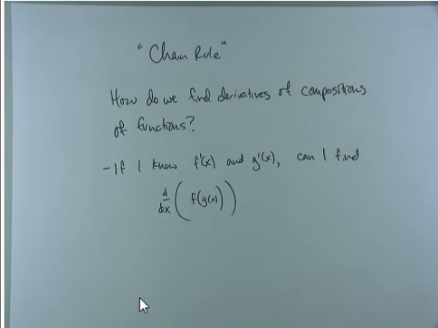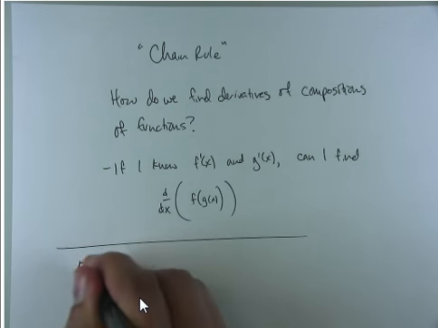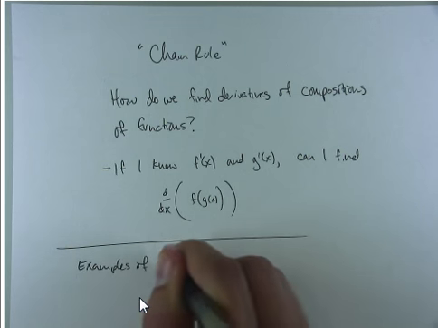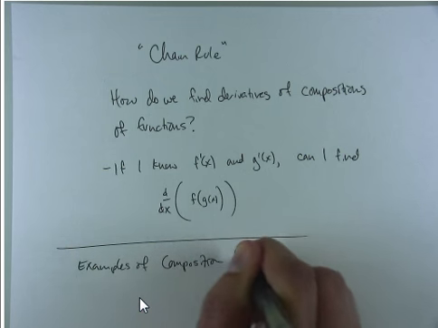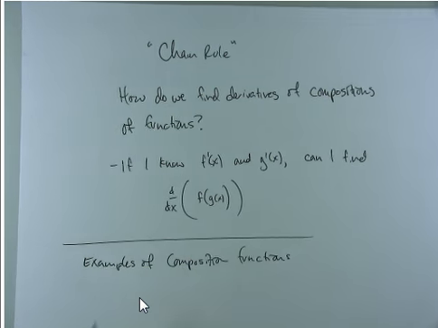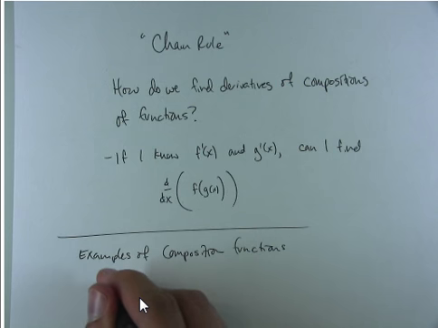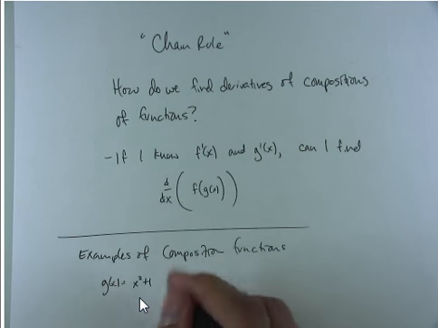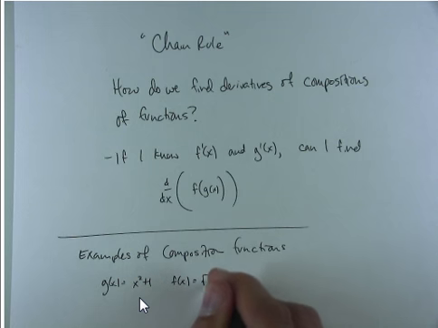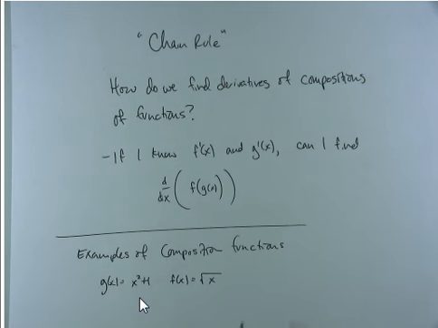So if I know how to take the derivative of f, and I know how to take the derivative of g, what happens if I shove g inside of f like some kind of mad turducken, and then take the derivative? So what are examples of some composition functions? Let's say g of x is x squared plus 1, and f of x is the square root of x. Here are two different functions, each of which is very easy to differentiate.